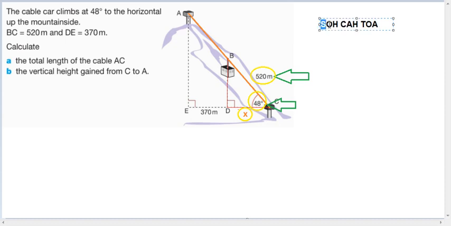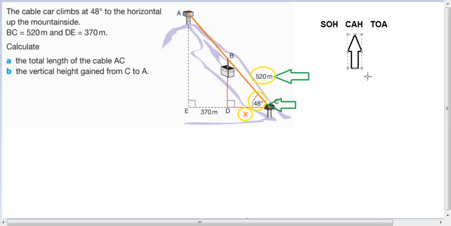SOH is the sine rule. Sine equals opposite side divided by hypotenuse. Cosine equals adjacent side divided by the hypotenuse. And TOA, which is the tangent, equals opposite side divided by adjacent side. So the one that involves the adjacent side and hypotenuse is going to be the cosine rule. Adjacent side and hypotenuse. So let's solve it.